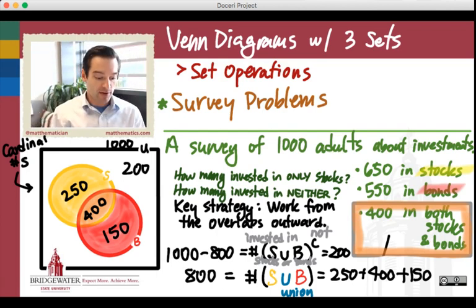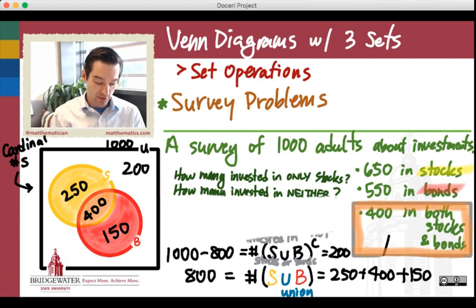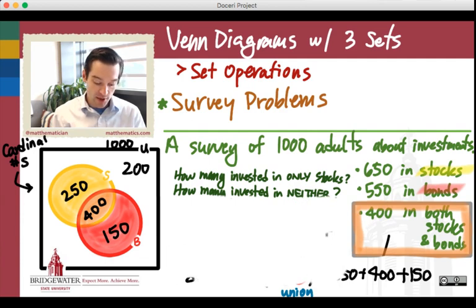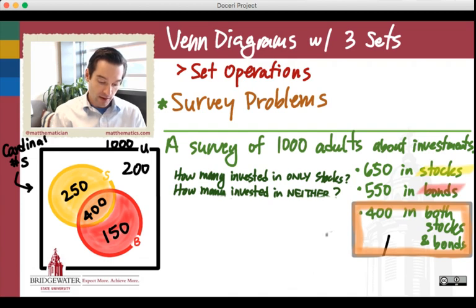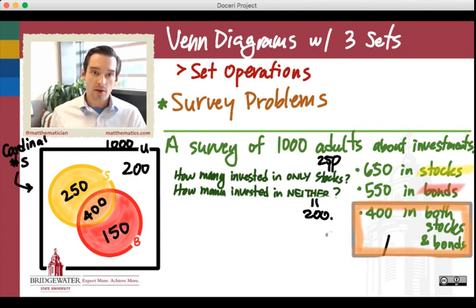So let's go back to the original questions that were being asked. How many respondents were invested in only stocks, and how many respondents were invested in neither stocks nor bonds? And now all we have to do is read that information off of our Venn diagram. How many people were invested in only stocks? Well, that's people in the yellow circle but not the red circle. That's my 250. How many people are invested in neither stocks nor bonds? That's take away everyone inside the circles and only look at the people outside the circles. That's 200. So that's an example of a two-set Venn diagram survey problem.